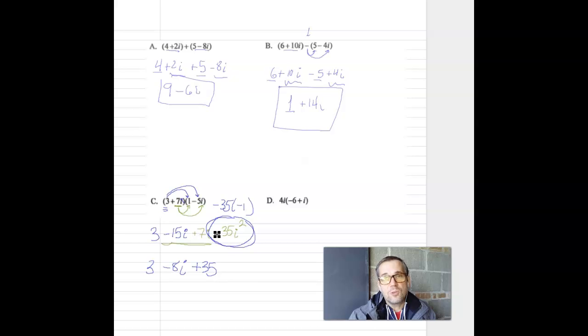Now I'll admit that is a little bit strange. If that's bothering you, I'll make another video for example C to try to clarify it. But if you understand, like you just want the recap of today's notes, that's what happened. And now I do have like terms again. 3 and 35 make 38, just combining like terms. And then 8i is not like them, so it's by itself. That's my answer there.